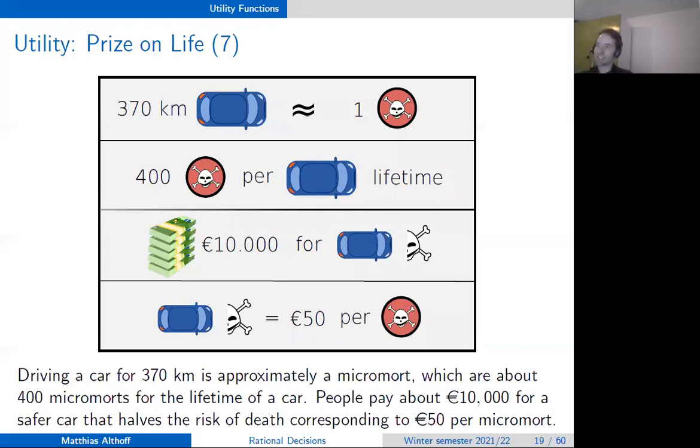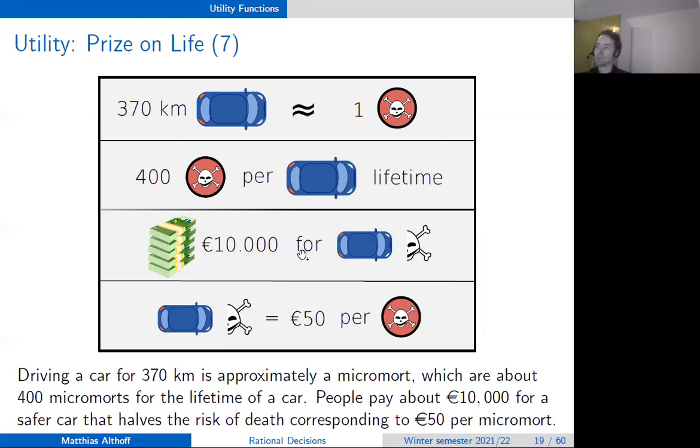But if you compare this with decisions in daily life, then there's a huge mismatch. For instance, driving a car for about 370 kilometers is 1 micromort. Traveling by train is roughly 50 times safer, or by plane. So car travel is not that safe. That's why we're working, for instance, on autonomous driving. And if you look at the lifetime of a car, then this corresponds to 400 micromorts. And as I said before, people would pay 10,000 euros for 1 micromort.